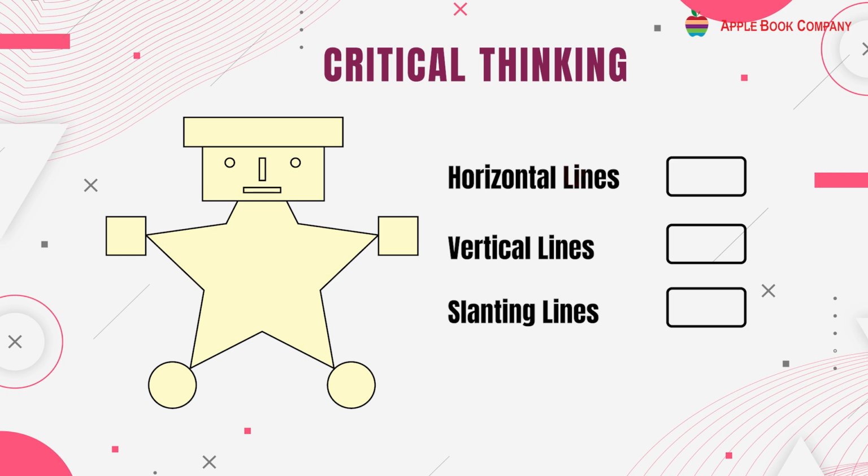Horizontal line, right? So 12 lines. So write 12 in the box. Now count vertical lines and tell me the number. Again 12, children. Correct answer. Now let us count slanting lines. 10. Correct. So very good, children.